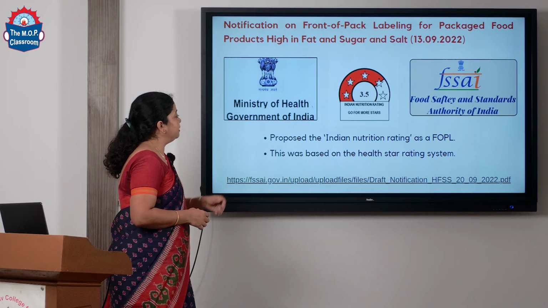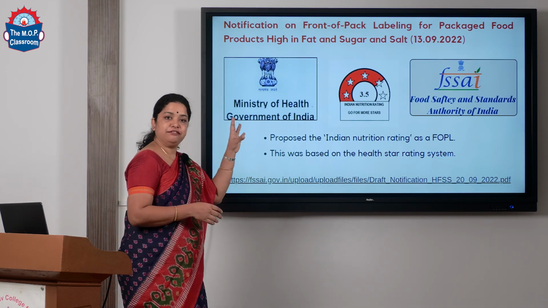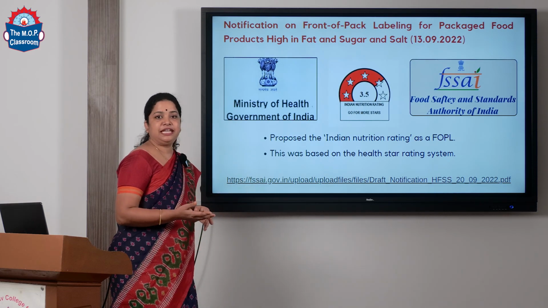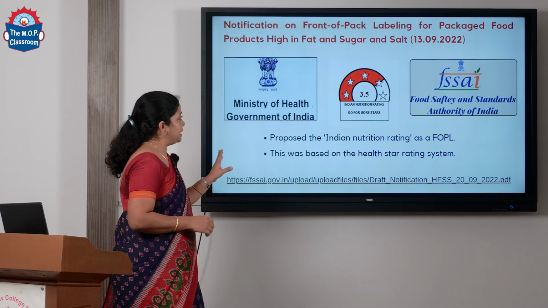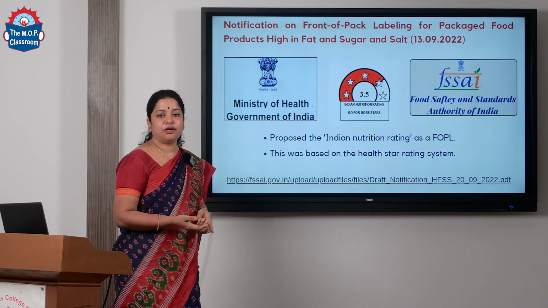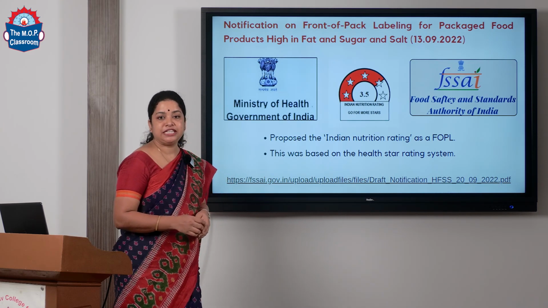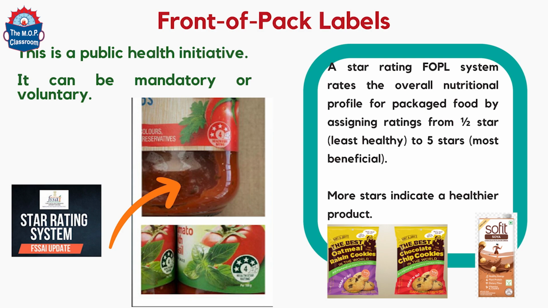Now, the label which you see here is known as the Indian Nutrition Rating. This is going to appear on food packages henceforth, and government regulations are underway. This is based on the health star rating system. This recommendation or notification was approved by the FSSAI in September 2022. Now, coming to front of pack labels, this is a public health initiative, as I have told you earlier. Because of the increasing rise of non-communicable diseases, it has been initiated by the ministry and the FSSAI, and it can be mandatory or voluntary.